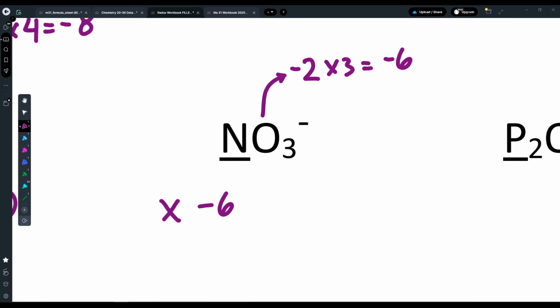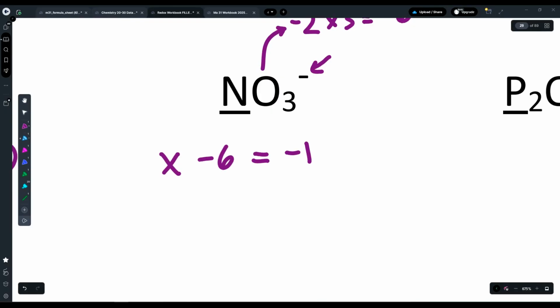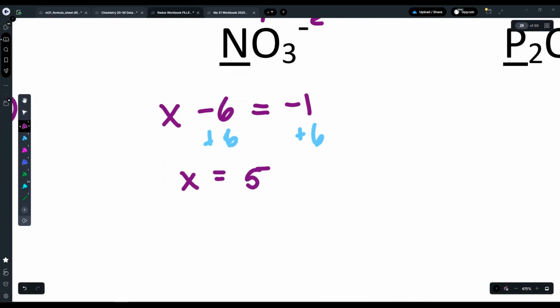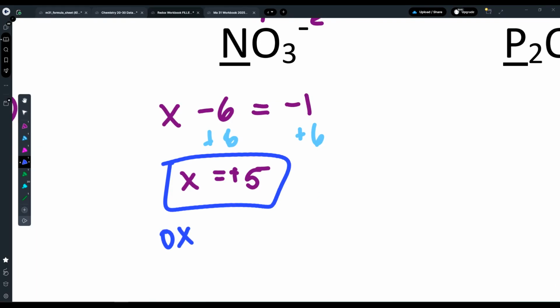Minus 6 for the oxidation states of oxygen, and I'm setting it equal to the charge of the overall ion, which is -1. So if I isolate for x, that's going to give me +5. So this is the oxidation number of nitrogen here.